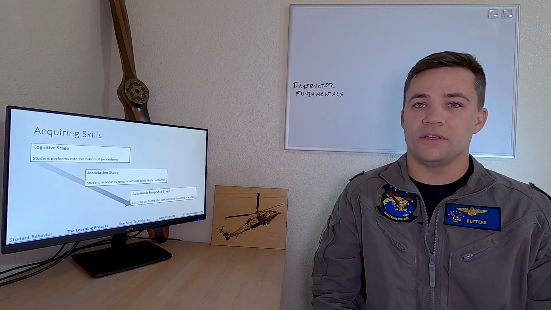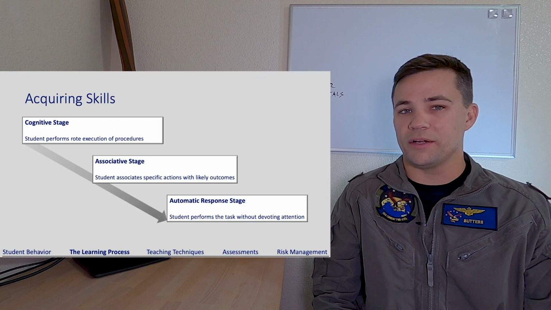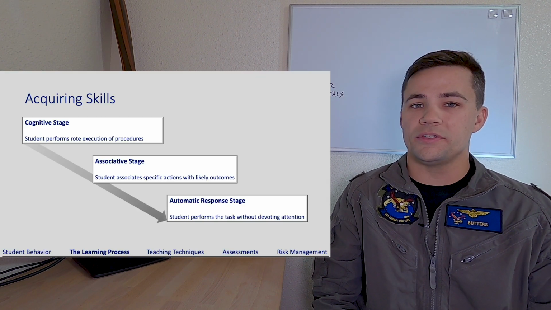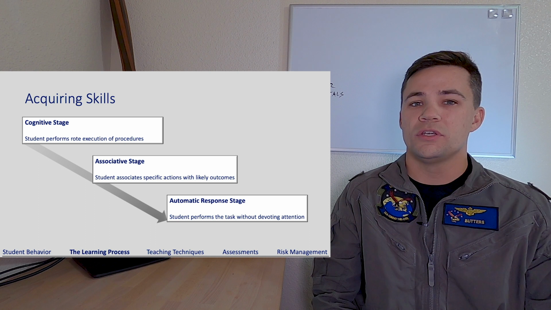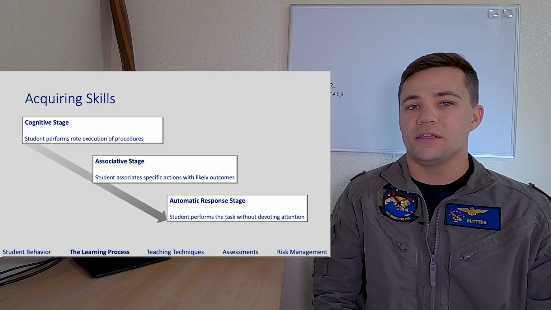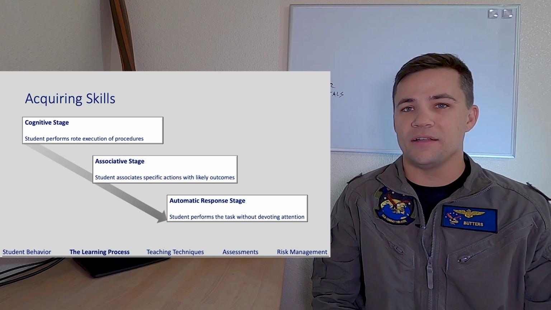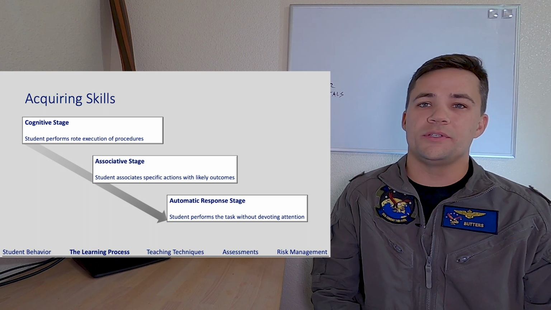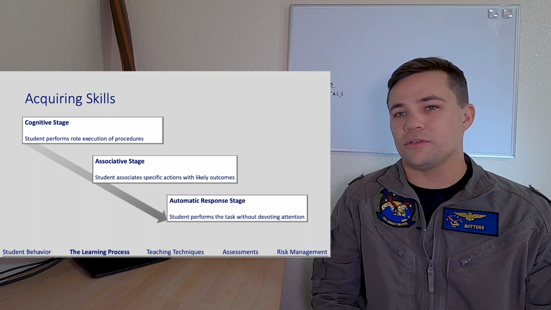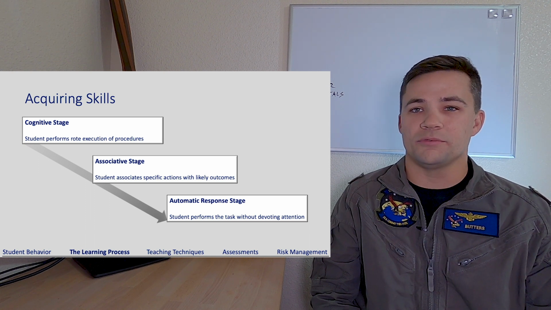Skills, on the other hand, acquiring skills is a little bit different from acquiring knowledge. Acquiring skills, this is more your physical skills, your skills of execution, whether that's cockpit setup, weapons delivery, hands-on physical flying. In this case, we talk about a cognitive stage, an associative stage, and an automatic response stage.